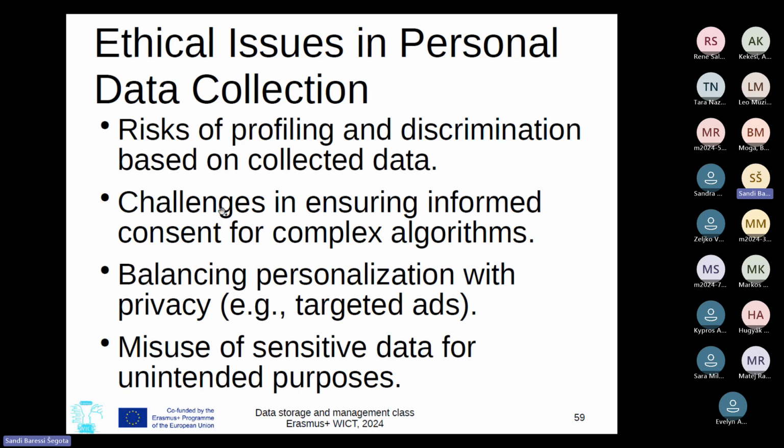Another example is informed consent for complex algorithms, because technically people should know exactly what's happening to their data. In a complex algorithm, determining how a deep neural network with hundreds of connections is working is going to be a problem. You can't really explain because you don't understand. It's a black box model.